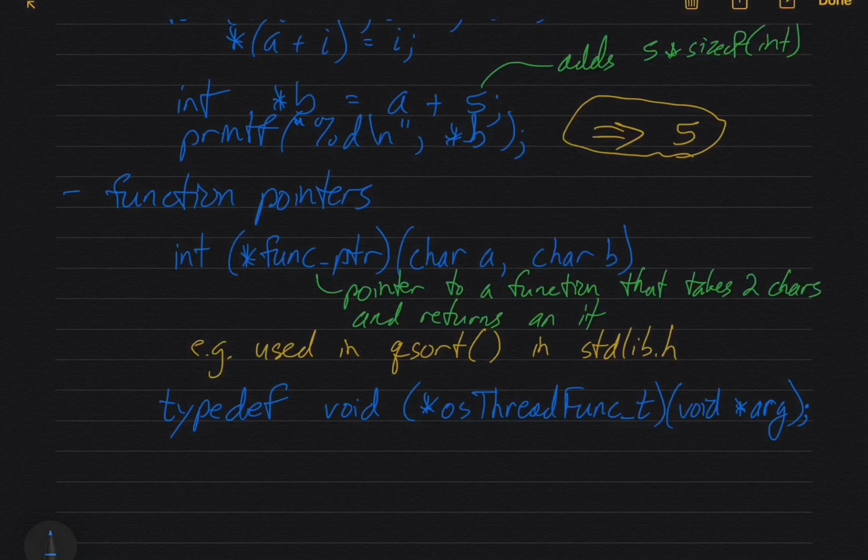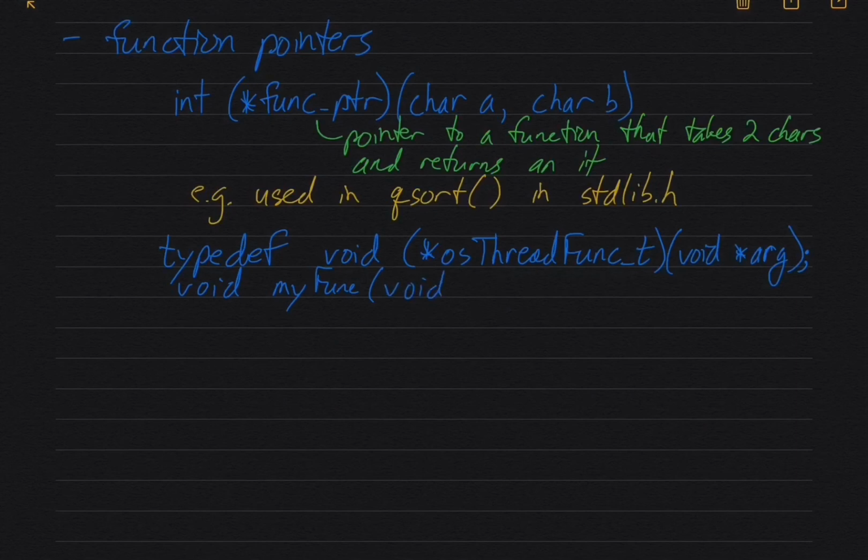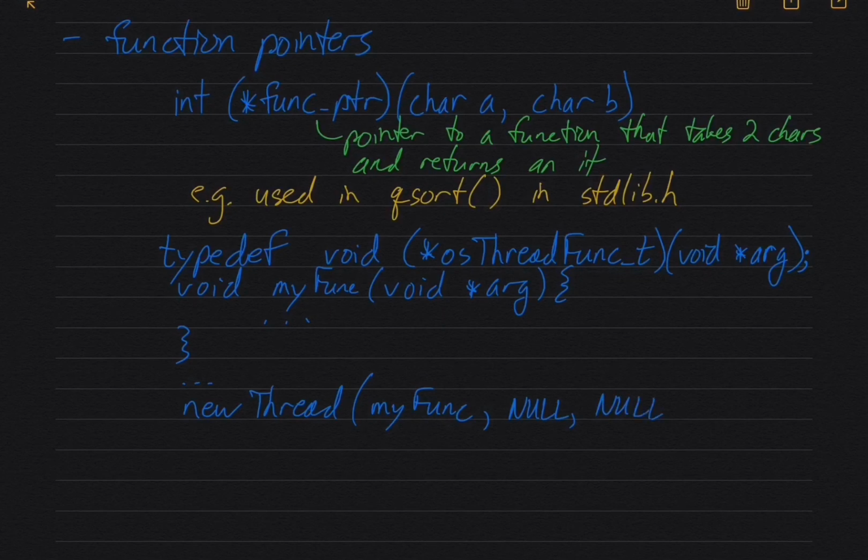So let me show you an example of using this. Let's just say you have something like void my func. It takes void pointer arg and it does something. Then later in the code, we can call the new thread function, which is part of the operating system we're using, and we would pass it myfunc. So that name is actually a function pointer, and then you pass it some other arguments, typically null and null. The first one is the parameter to your function that's going to be given to your function when it runs, and the other one is some attributes about the function that you can use to configure certain characteristics of it.